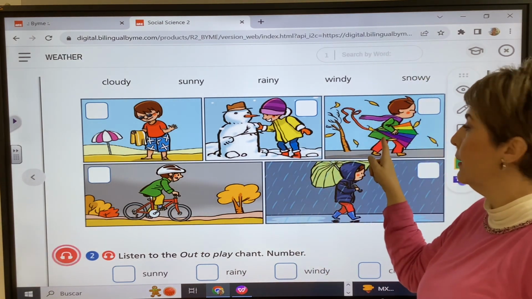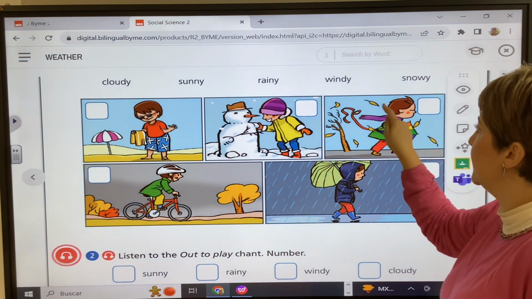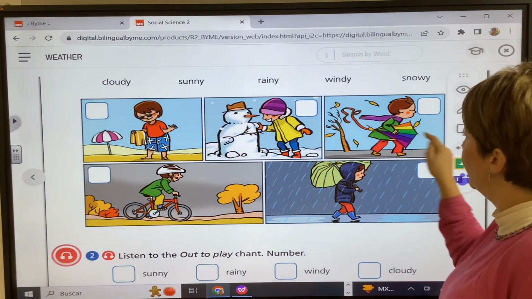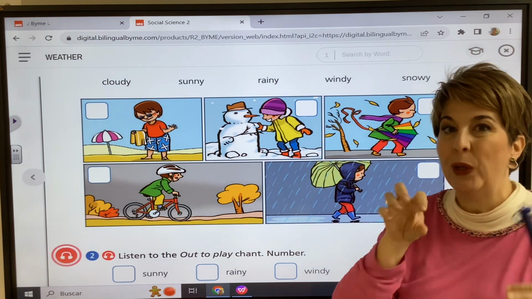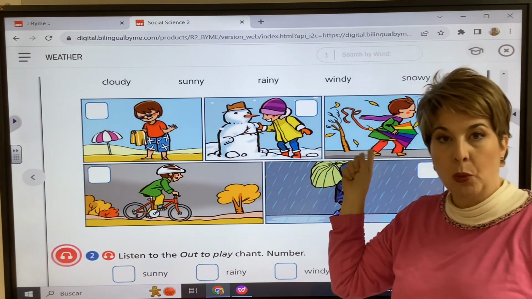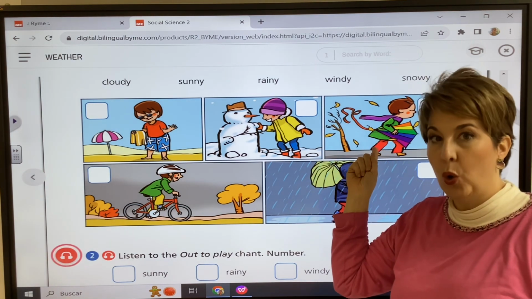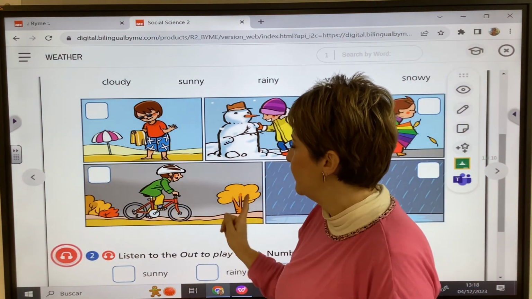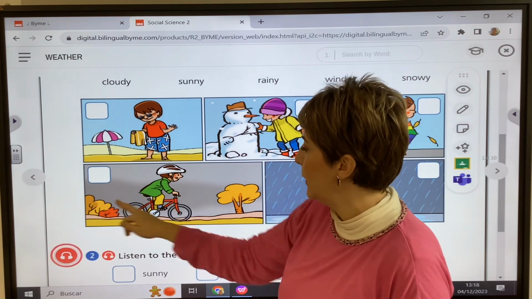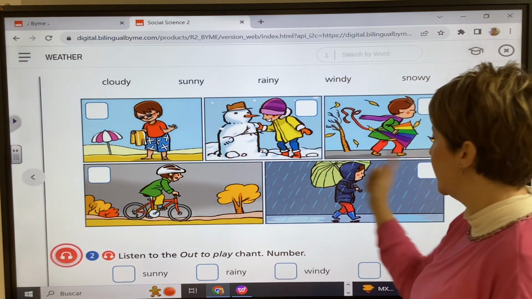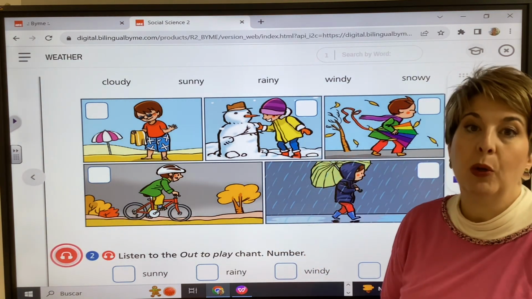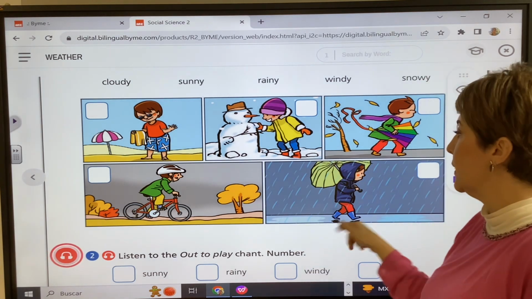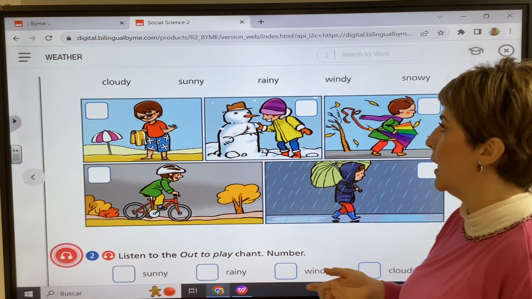This is autumn because look at the leaves falling from the trees and it's windy, so it has to be autumn. Very good. And this could be autumn as well because of the color of the trees. And this could be autumn or could be spring because in spring it also rains a lot.